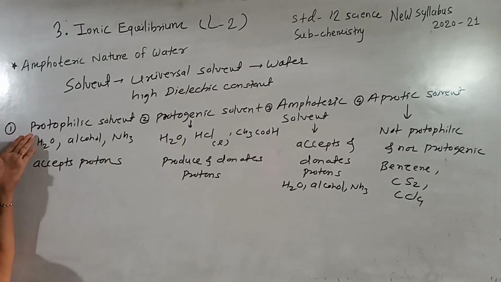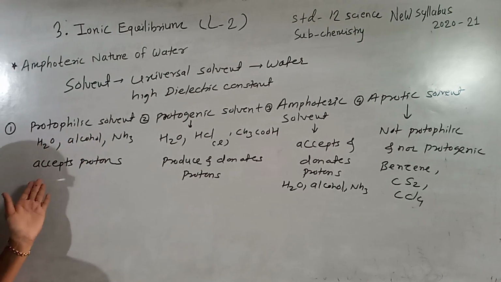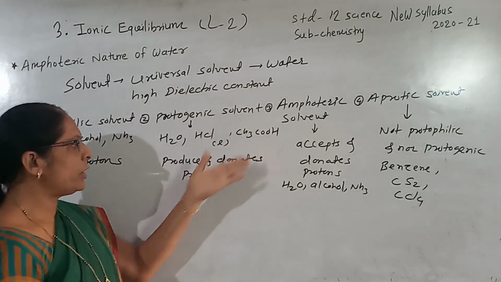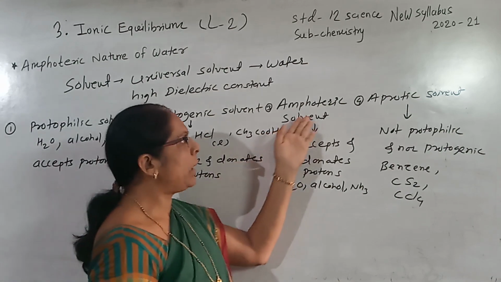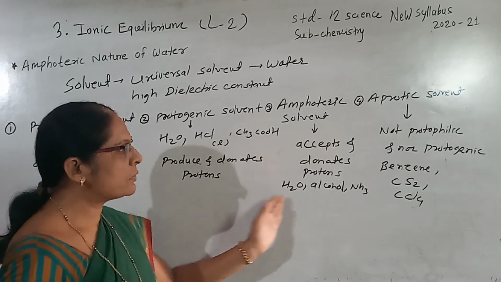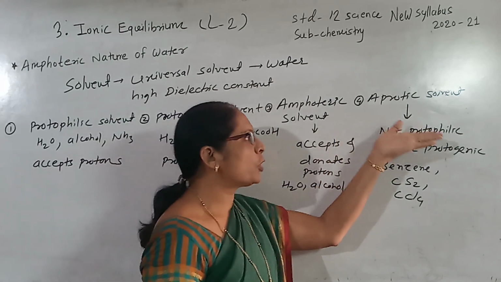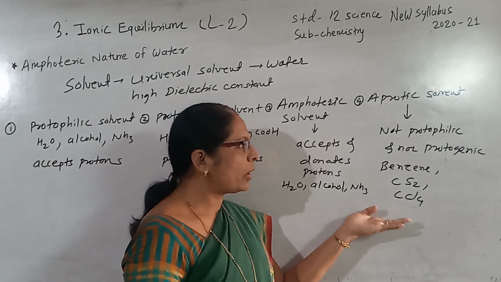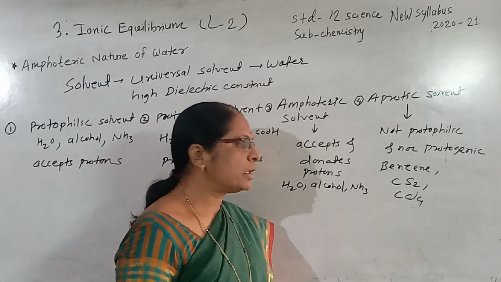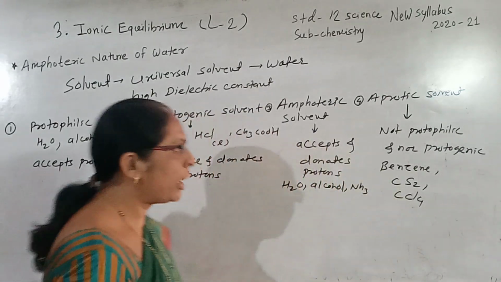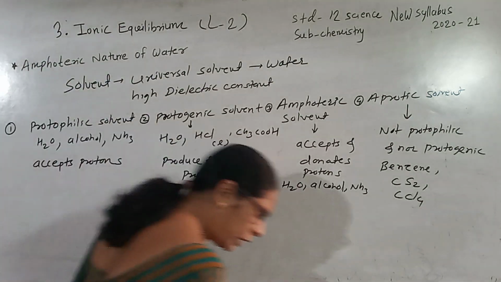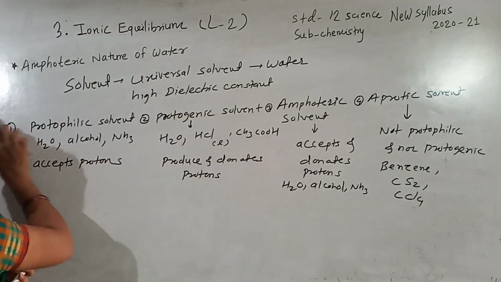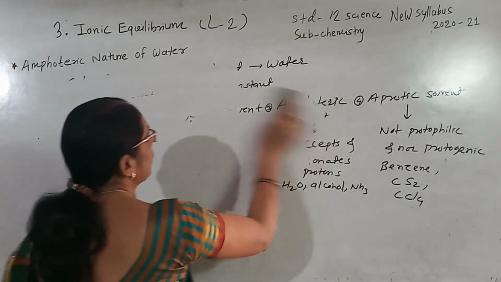Remember, solvents are of four types: protophilic solvent, which accepts protons; protogenic solvent, which produces and therefore donates protons; amphoteric solvent, which donates as well as accepts protons; and aprotic solvent, which neither donates nor accepts protons, for example benzene, carbon disulfide or carbon tetrachloride. So water has an amphoteric nature, meaning it is an amphoteric solvent. Now let us consider how water acts as an amphoteric solvent.